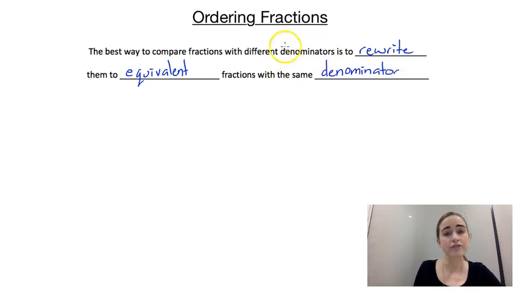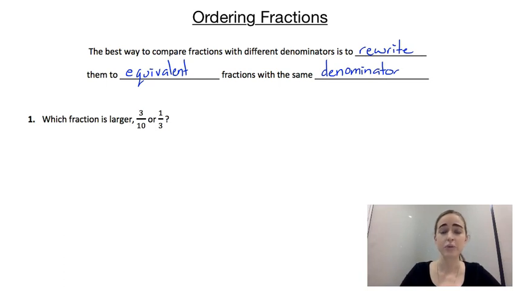So if they don't have the same denominator to start with, we're going to rewrite them into equivalent fractions so that they do, because then we can compare them. So let's have a look at some examples. In this first example, we're asked which fraction is larger, 3/10 or 1/3. To make them have a common denominator, we need to think about the multiples of 10 and 3 and find the lowest one that they have in common.